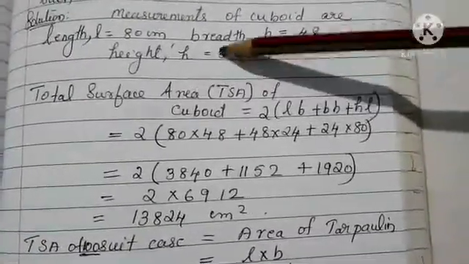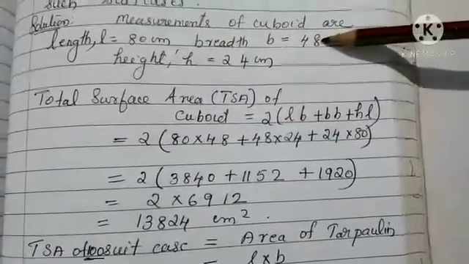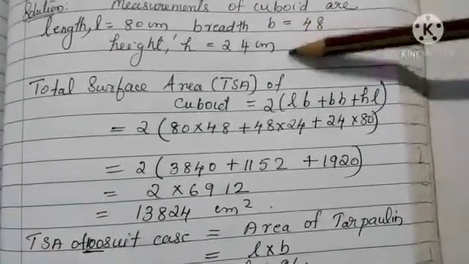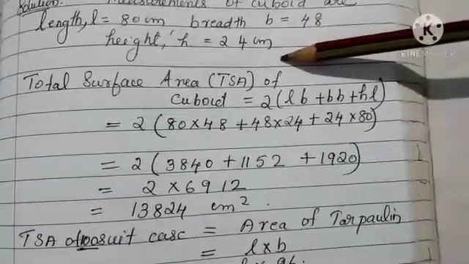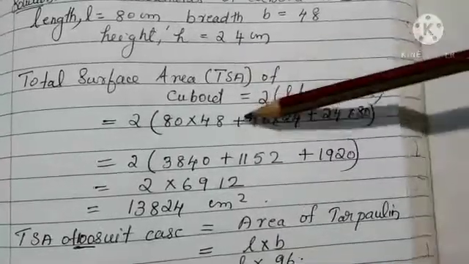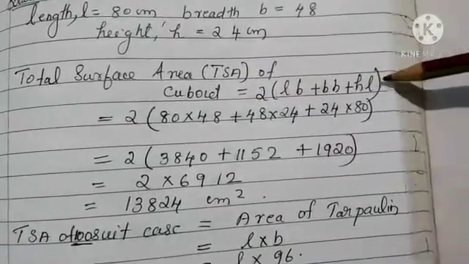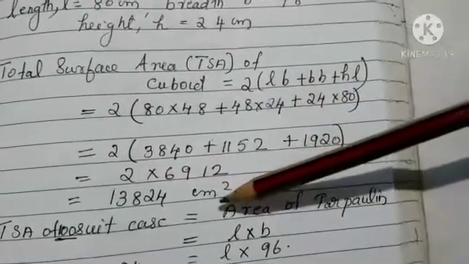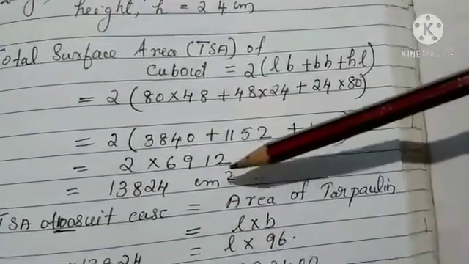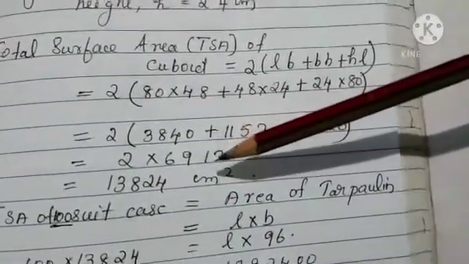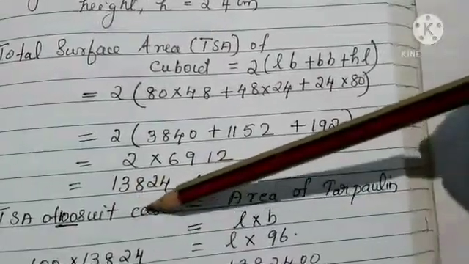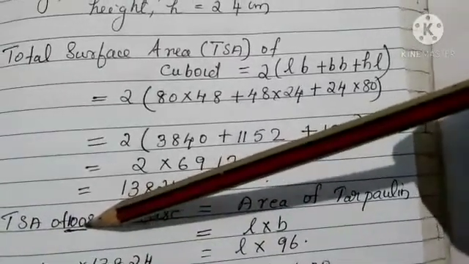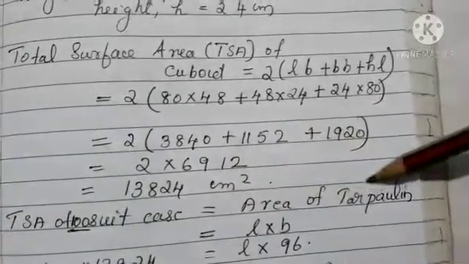We can do the problem. First, we should write the measurements: length 80, breadth B 48, height H is equal to 24 centimeter. Write the formula: TSA of cuboid is 2 into (LB plus BH plus HL). Substitute the values and calculate. We will get 13,824. TSA of 100 suitcases is equal to the area of tarpaulin. 100 is there, children. You should notice this one. TSA of 100 suitcases is the area of tarpaulin.